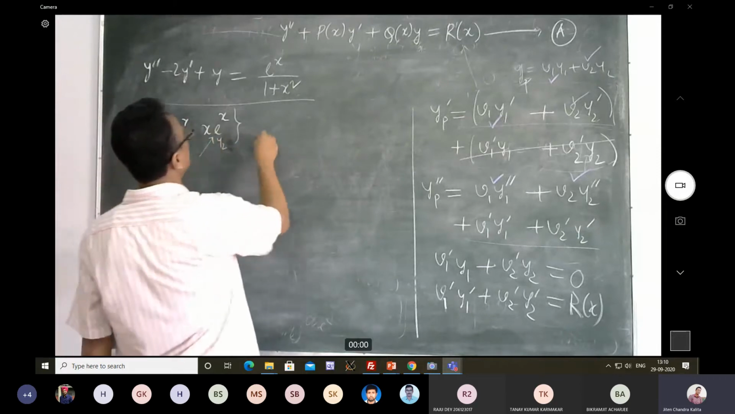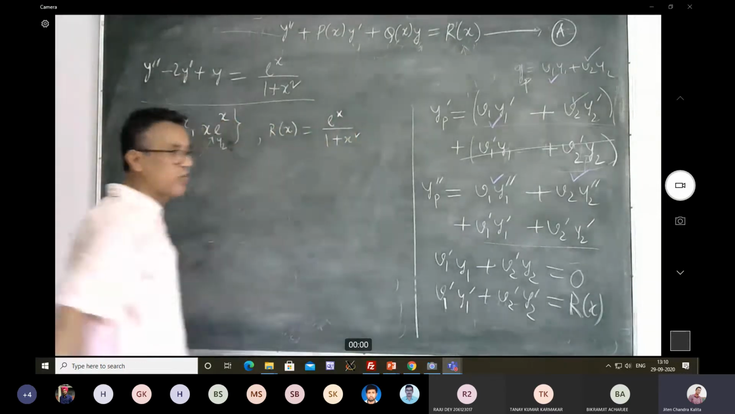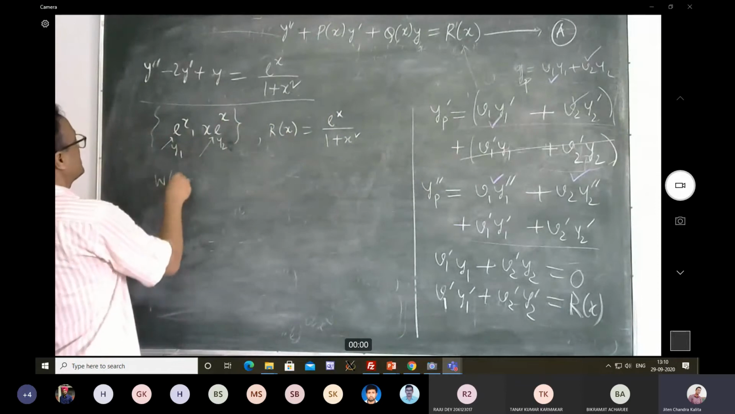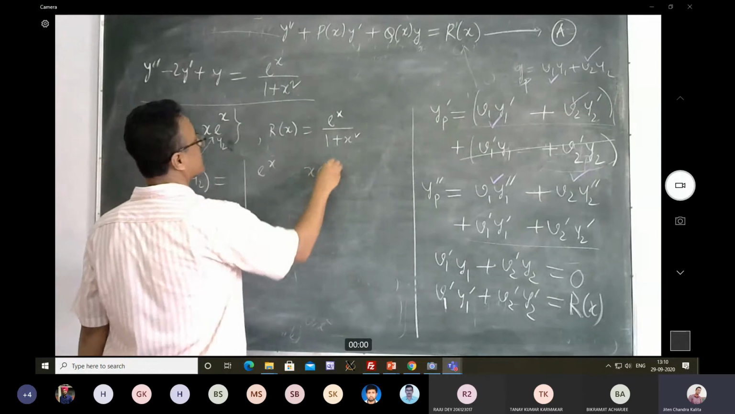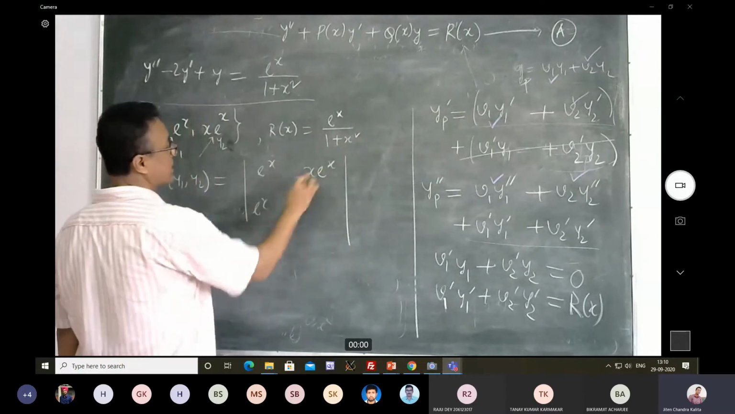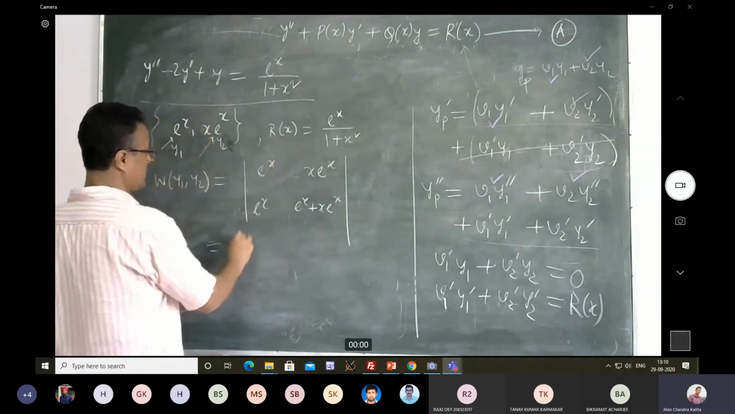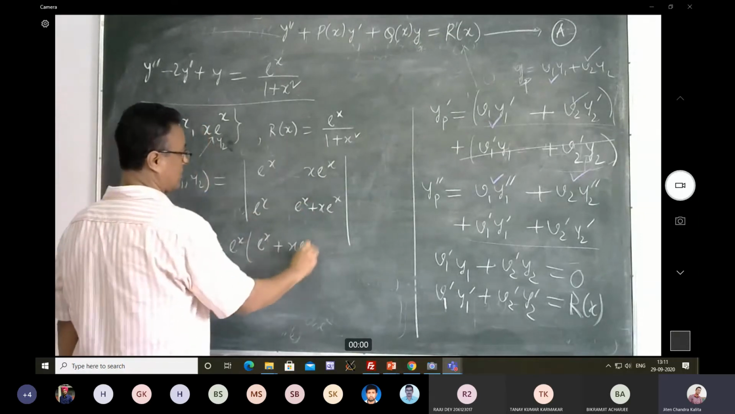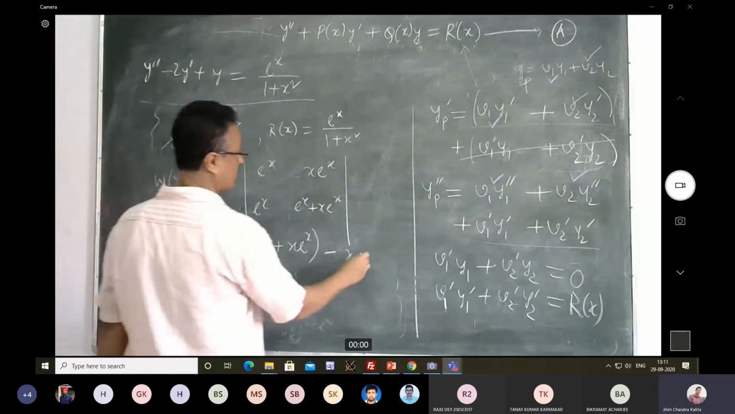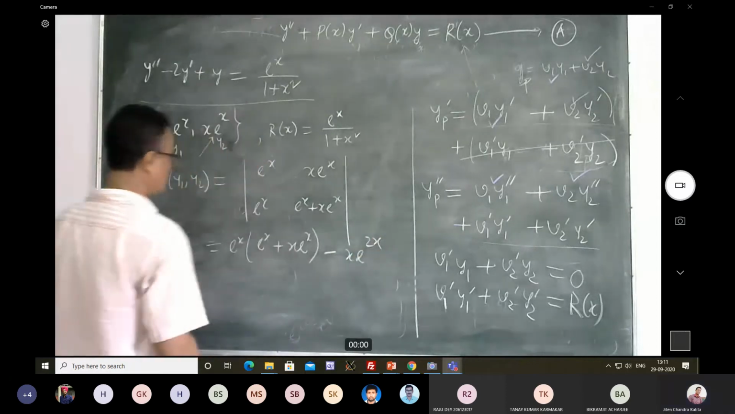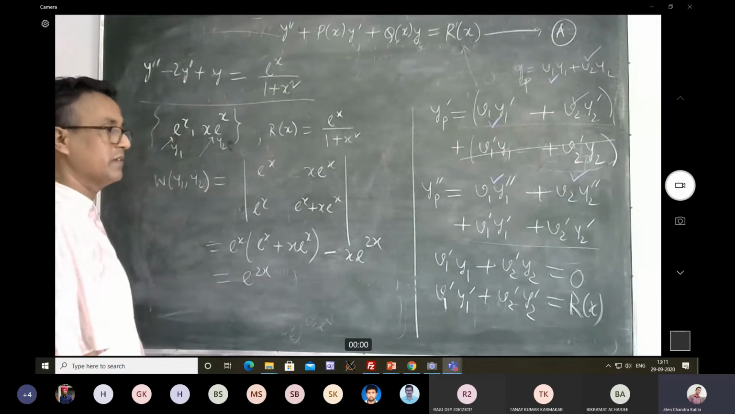And here your r(x) is simply e to the power x times (1 plus x squared), right? So if I want to find out the Wronskian, this is e to the power x, x e to the power x, then again e to the power x here, e to the power x plus x e to the power x, okay? So basically you will be left with e to the power 2x. Is it okay with everybody? Fine.